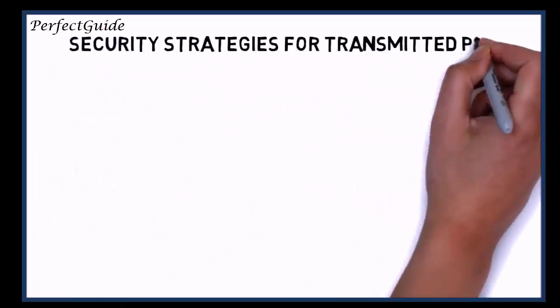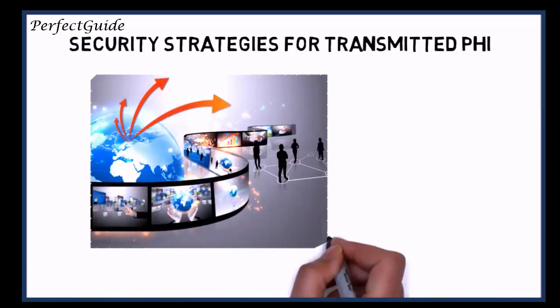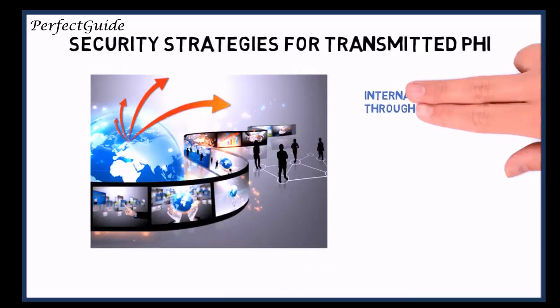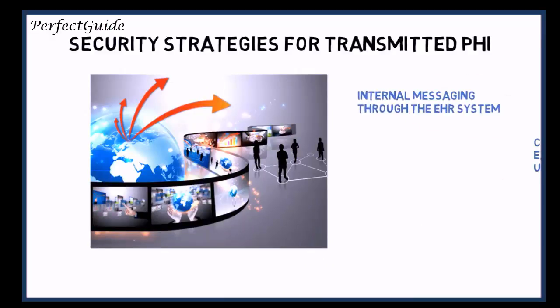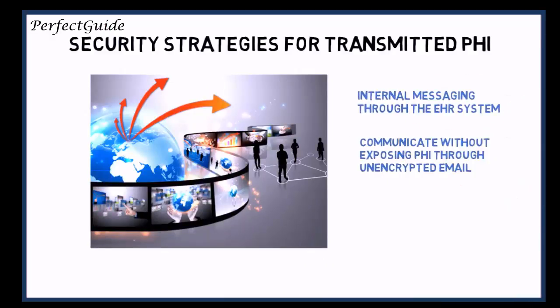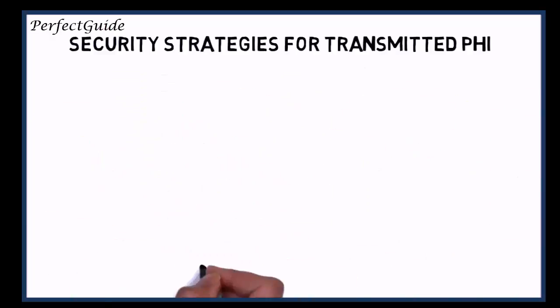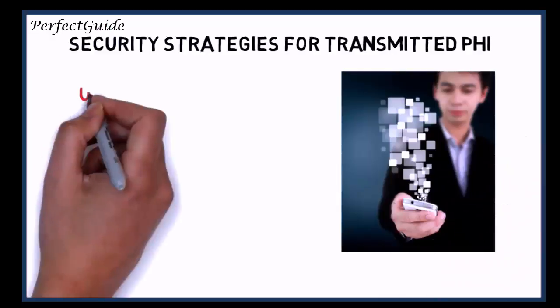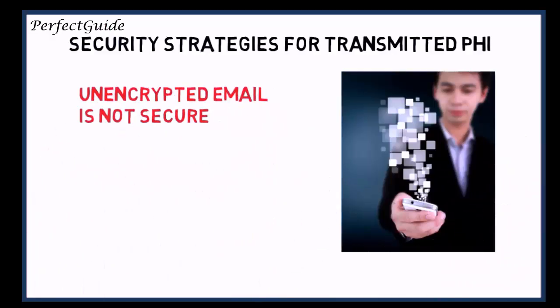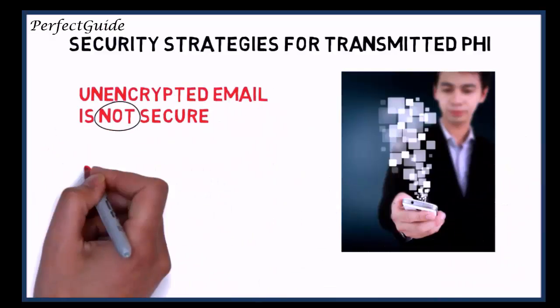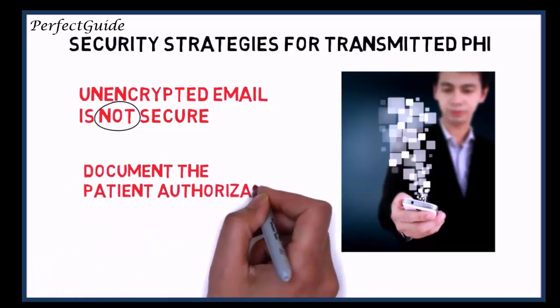In general, providers should avoid emailing or otherwise transmitting PHI whenever possible. By employing internal messaging through the EHR system, providers can communicate among themselves without exposing PHI through unencrypted email. When communicating with patients, providers should advise them that unencrypted email is not secure. If the patient insists on such communication, the provider should document the patient's authorization.